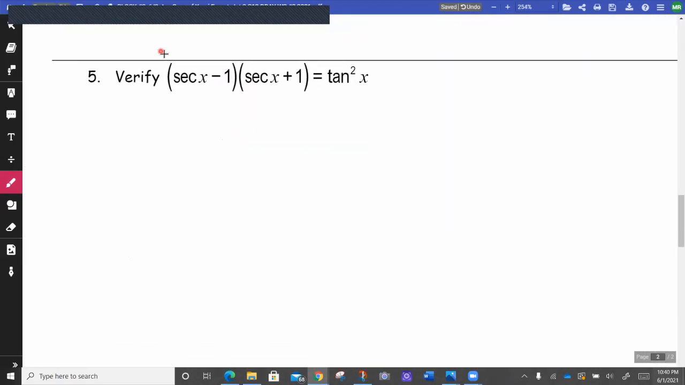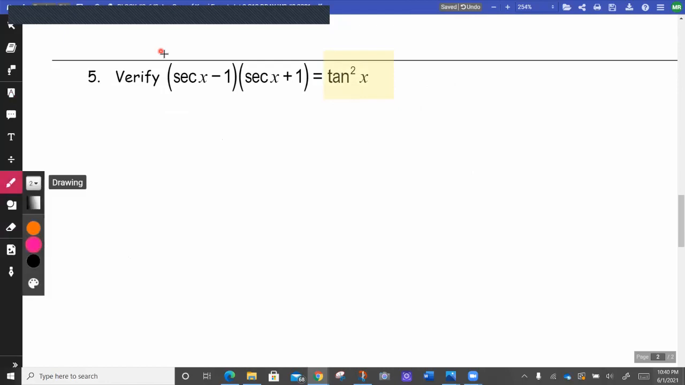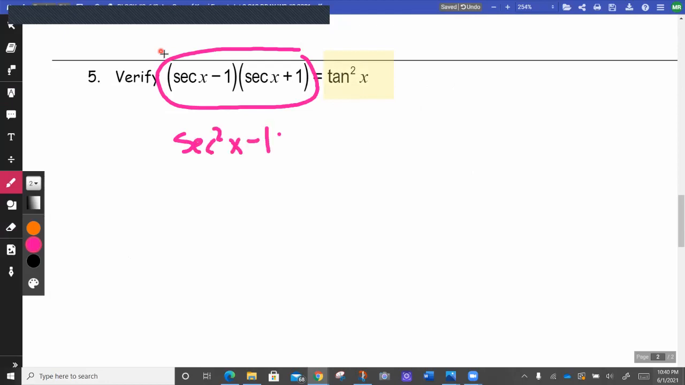My second number 5, there's 2 number 5s here. So we're trying to get this. So the secant x minus 1 times the secant x plus 1. This right here is a difference of 2 squares. That's going to be secant squared x minus 1 when I do that math. And then we're trying to get a tangent squared x.